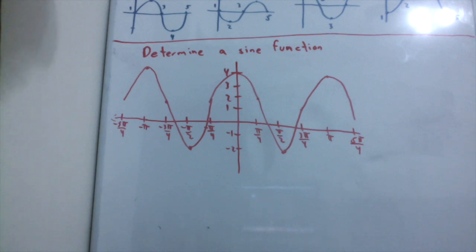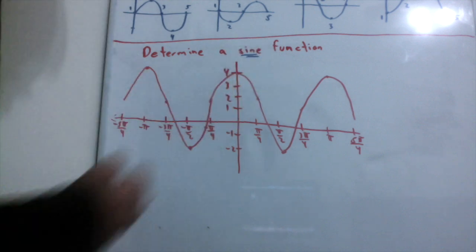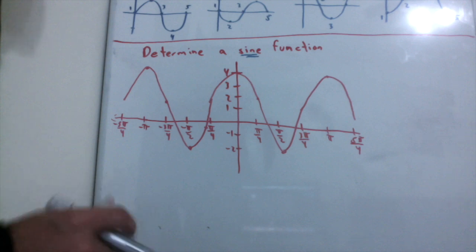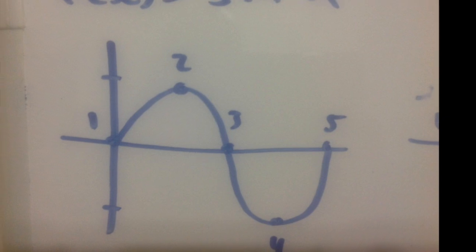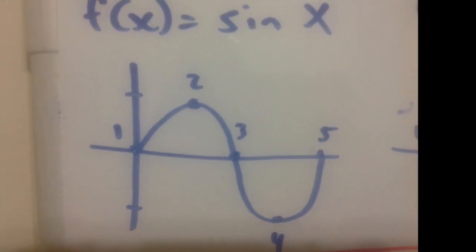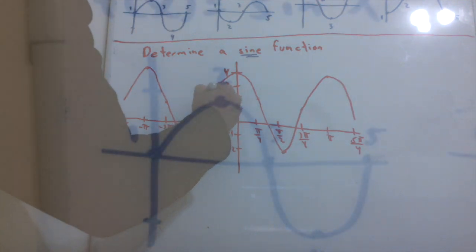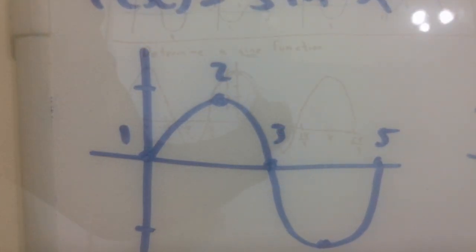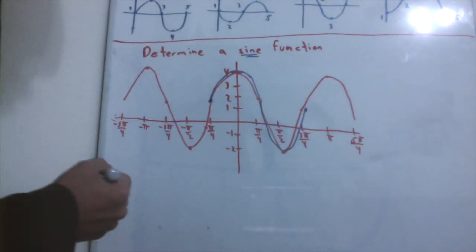Okay, let's do this. Now they're giving us the graph, and we're going to find a sine function. Let's remember what a sine function is. The sine function starts in the middle, goes up, and then goes down and finishes right here.